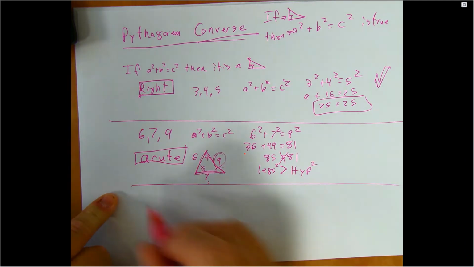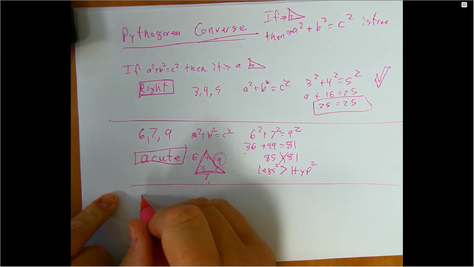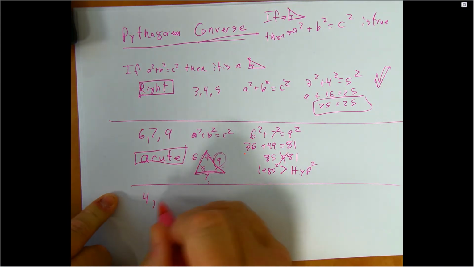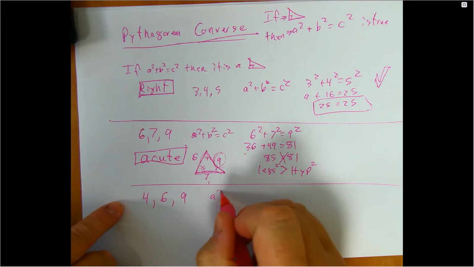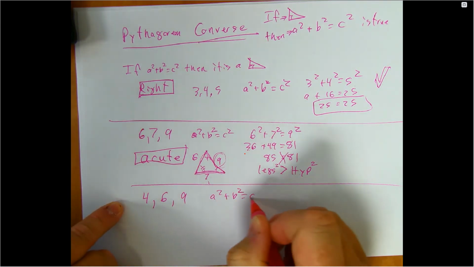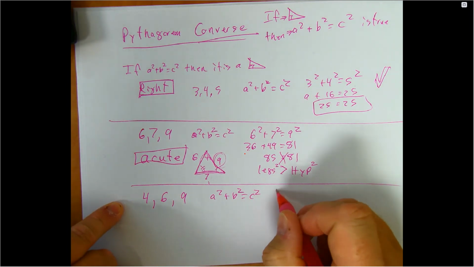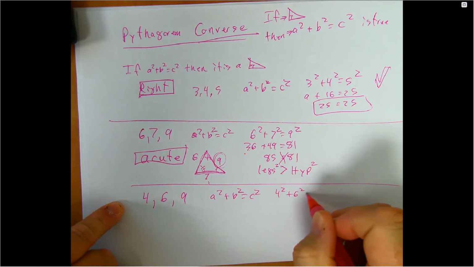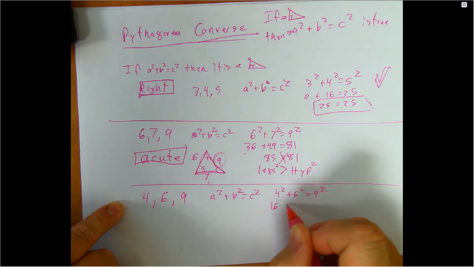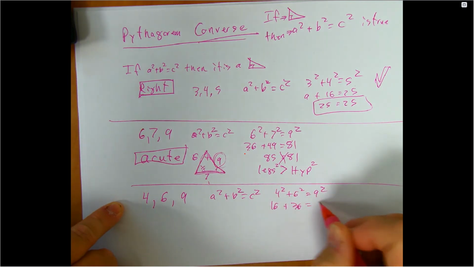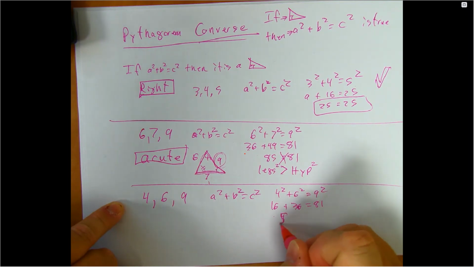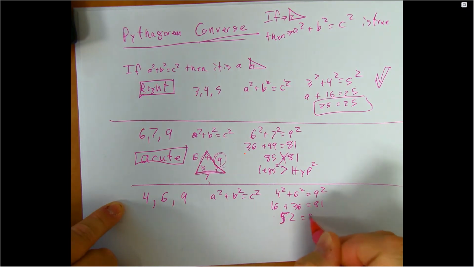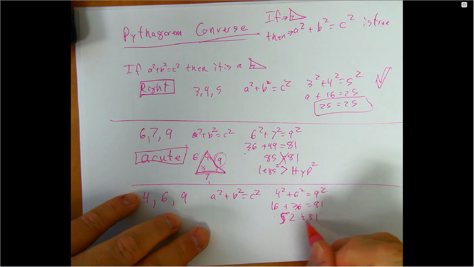Now, alternatively, what if I have something like this? 4, 6, 9. Well, a squared plus b squared equals c squared, and I have 4 squared plus 6 squared equals 9 squared. 16 plus 36. That's going to be 52 equals 81. You'll notice, no, it doesn't.